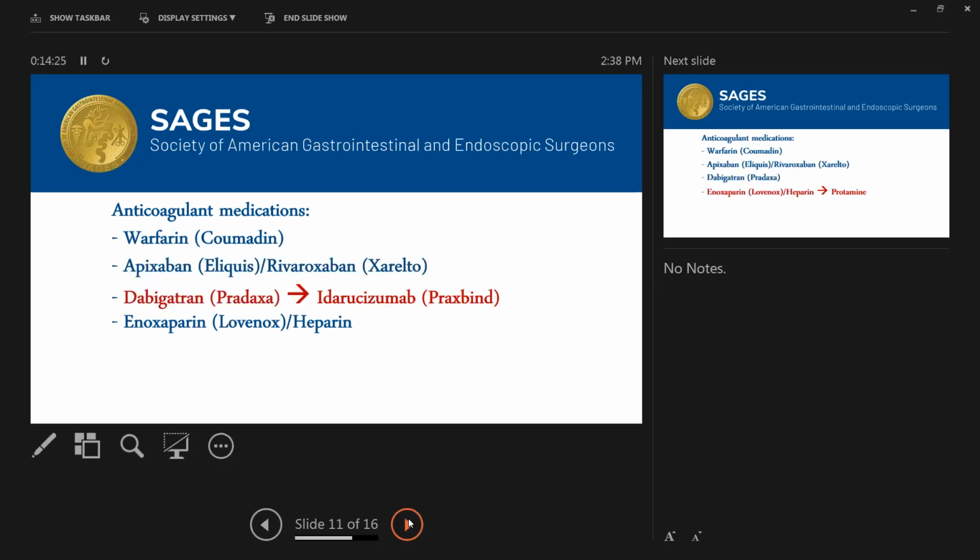Dabigatran is the direct thrombin inhibitor. Its half-life is approximately 12 hours. Similarly, it will be cleared in approximately 2 to 3 days. The reversal agent is idarucizumab, which is a monoclonal antibody to dabigatran.